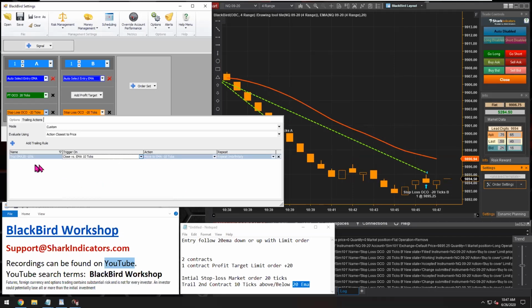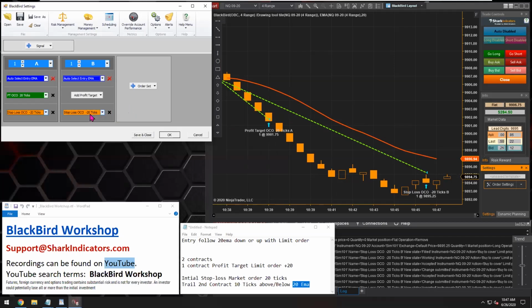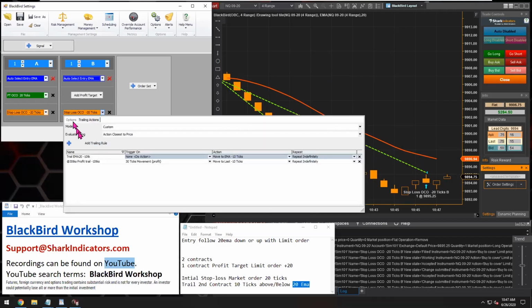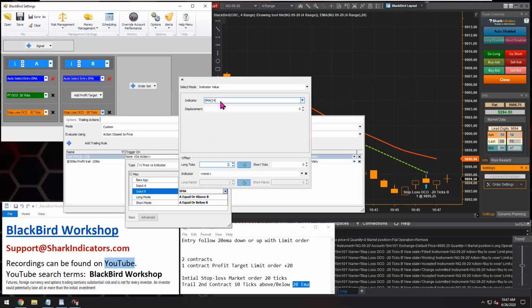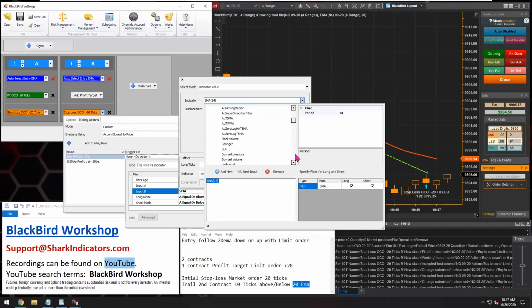So, all right. Now that we have this extra condition in here, this extra check before the trailing happens, we then also need to add it to this stop loss here as well. So the trail EMA 10 ticks. We will go in here and add that price versus indicator into this one as well. So input A was the closing price of the bar. Input B, that was our EMA. Let's plug that back in there.